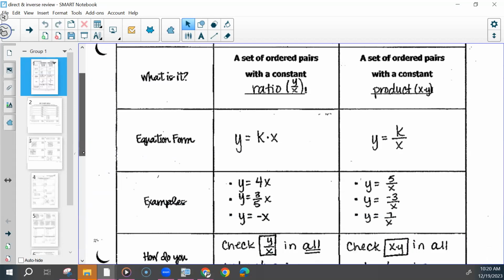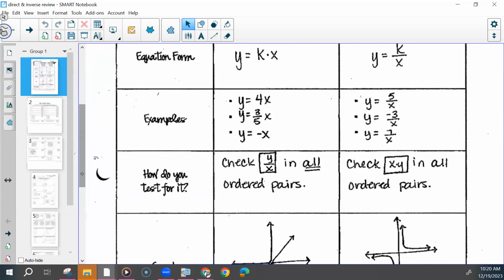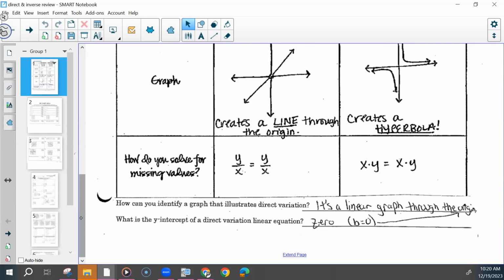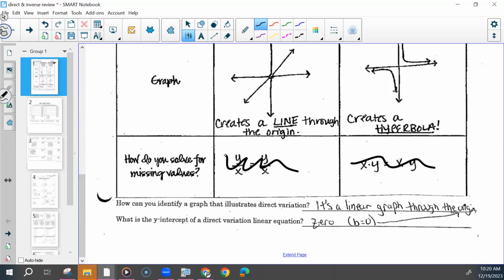There are some given examples. To check to see is it direct, you can divide your y and x through all the ordered pairs, the tables, whatever. To check to see if it's inverse, multiply x and y. The graph of a direct is a line that goes through the origin. The graph of an inverse creates a hyperbola, the two curves. If you want to participate, solve for k and then solve for the missing third.